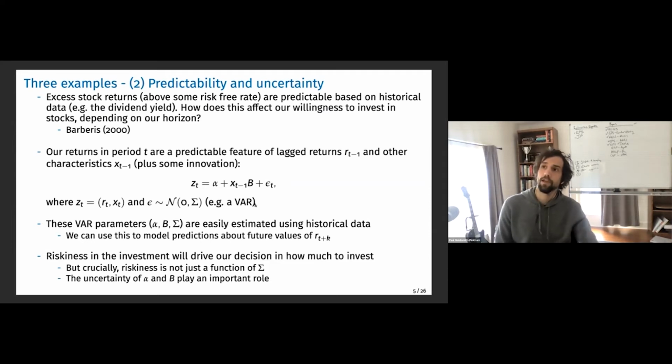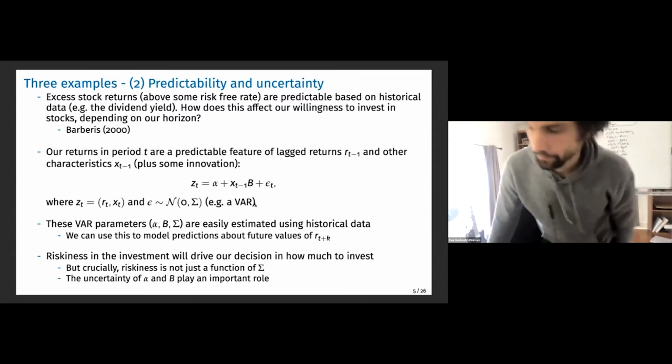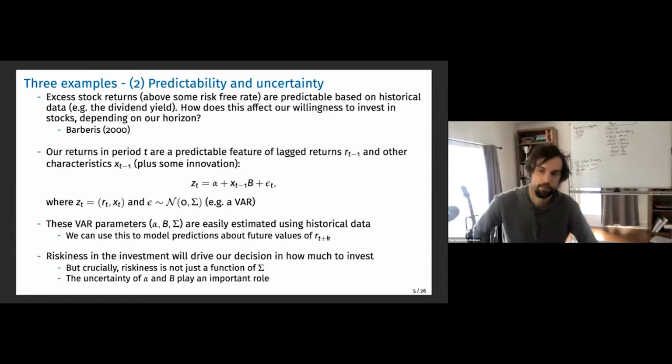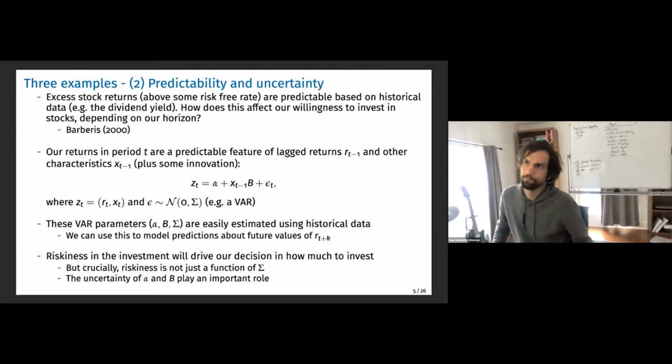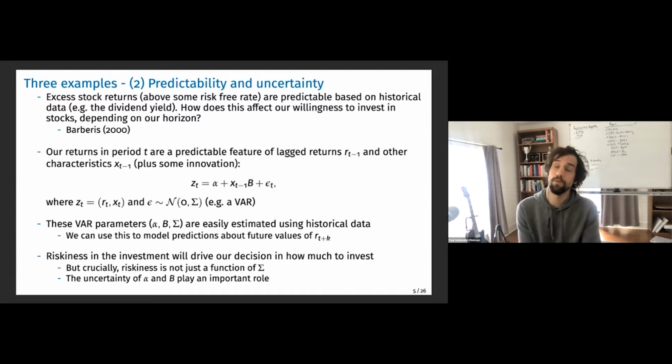The second example is a paper very near and dear to my heart by our faculty member, Nick Barbaras. This is his job market paper. It's hard to believe, but Nick's job market paper was published in 2000, for those of you who know Nick. So he's not as young as he looks. His job market paper was basically thinking about the idea of the predictability of excess stock market returns.